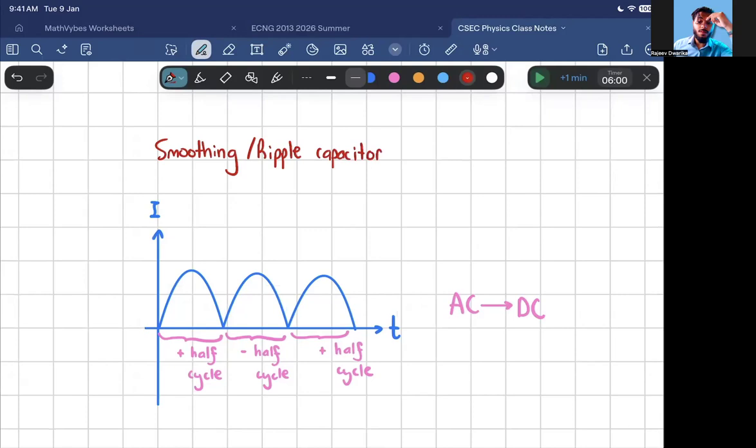I don't know what a capacitor looks like. It's like a little battery. For sure.